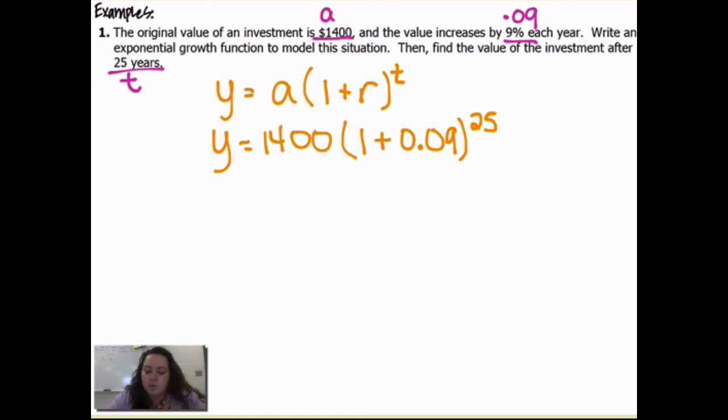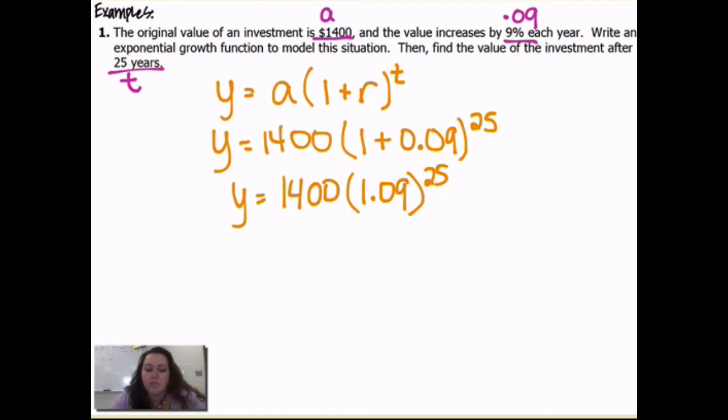Then, please excuse my dear Aunt Sally, I have to follow order of operations. So 1 plus 0.09 would be 1.09. And then I have to do exponents before I can multiply. So I'm going to do 1.09 to the 25th power. Now remember, you have to use your calculator. I don't expect you to do 1.09 25 times.